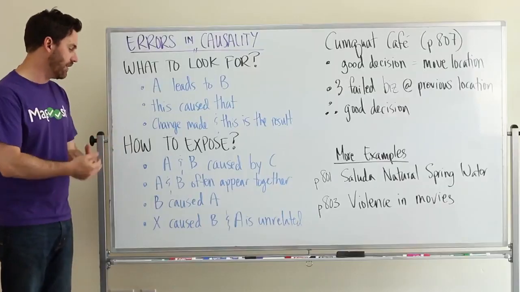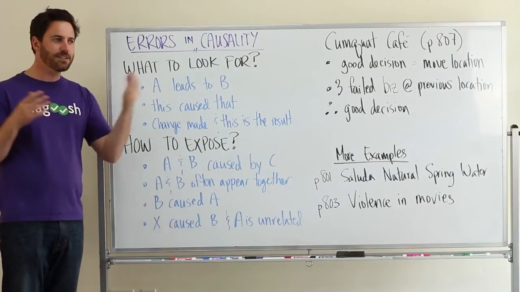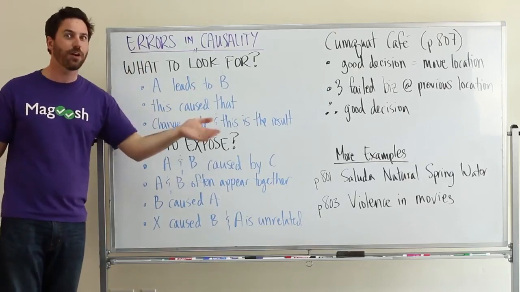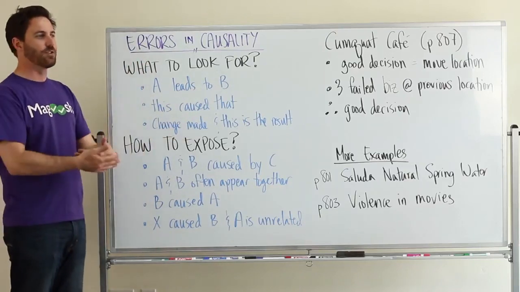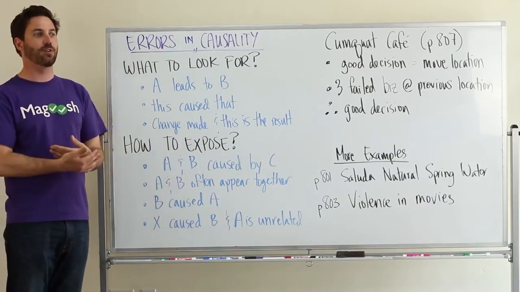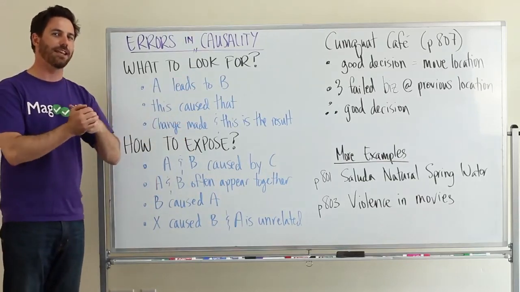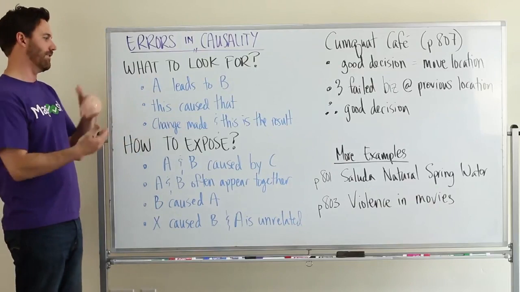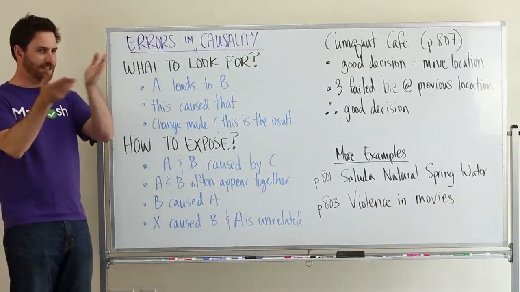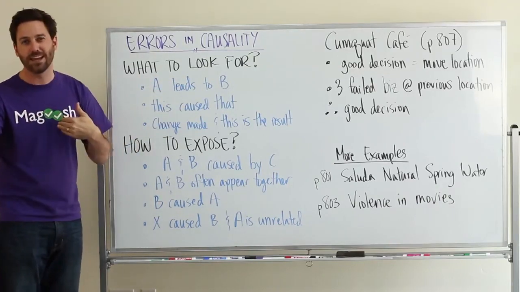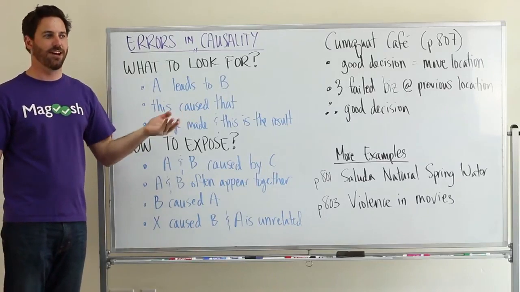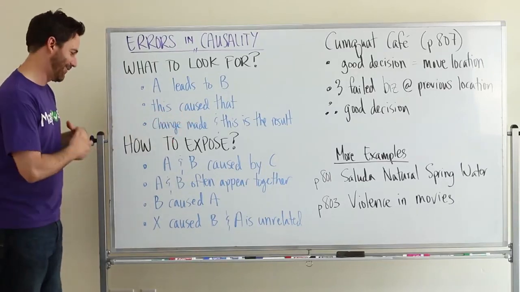So how do you expose it? If you really want to prove that A caused B, it's a really challenging thing to do, and you have to eliminate all the other possibilities that exist in the world that might lead to B existing. And so you can't just look and see, oh, there's A and then I saw B, and that be your reasoning. That is not sound logic.